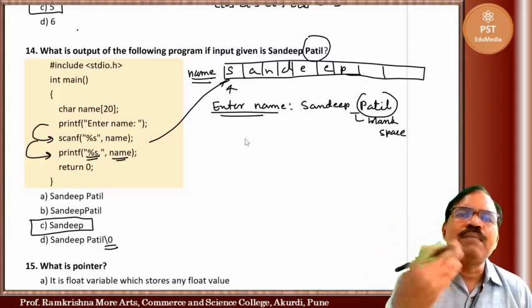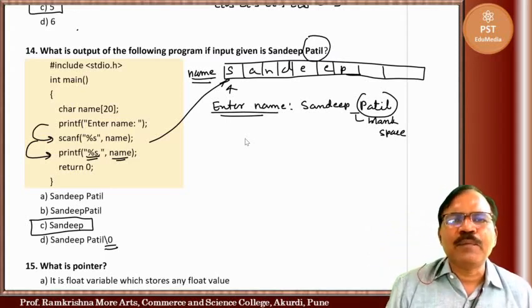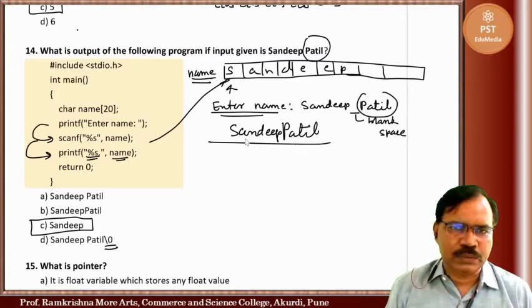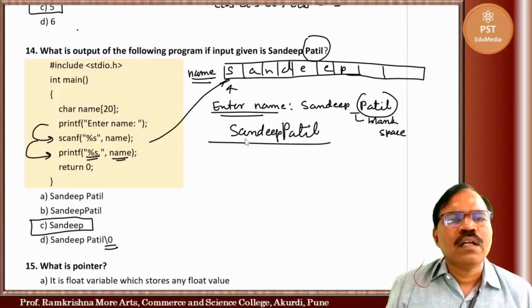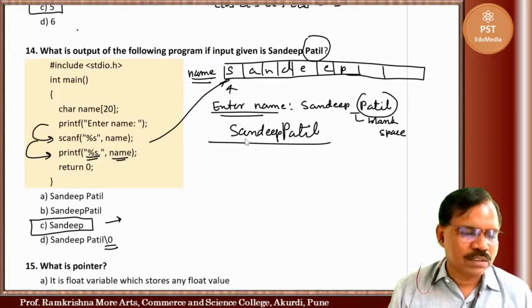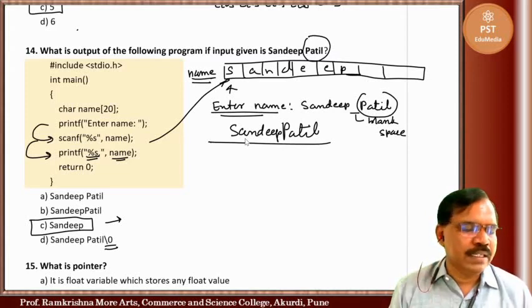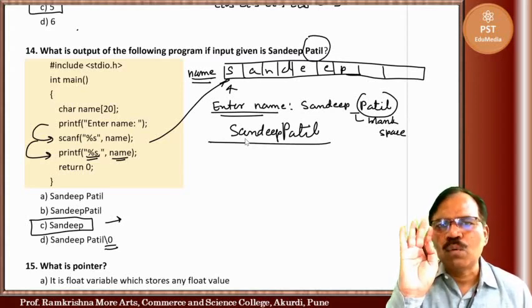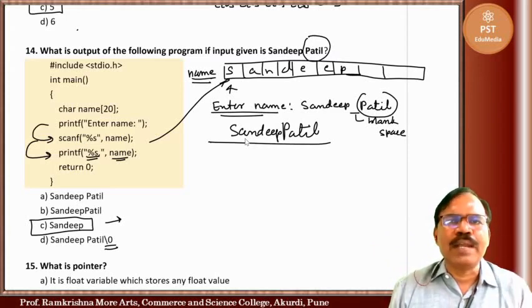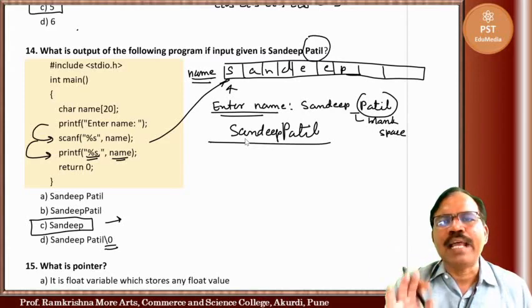So at the memory location only Sandeep is stored. But if we give input like this, Sandeep Patil without a blank space, then it will take all. It will take a maximum of 20 characters. So using the scanf function, we cannot enter a multi-word string. You can enter a string of one word like Sandeep or Patil or Pune, but you cannot take Sandeep blank space Patil.